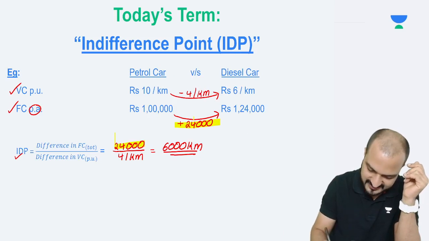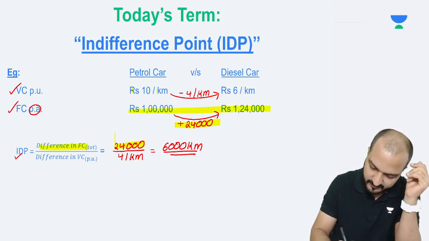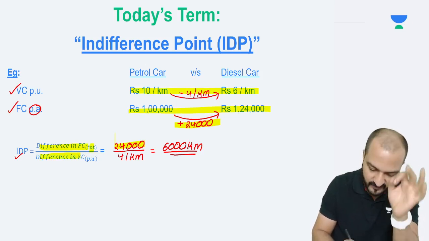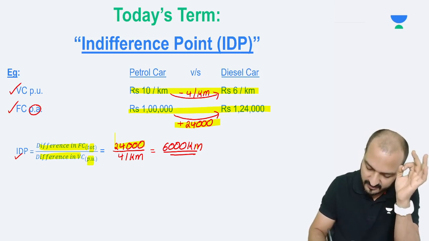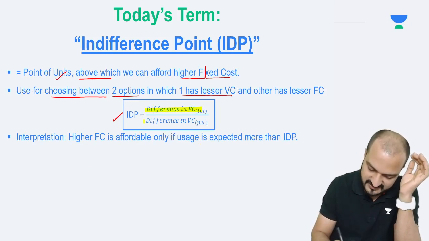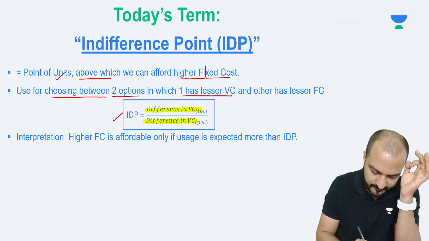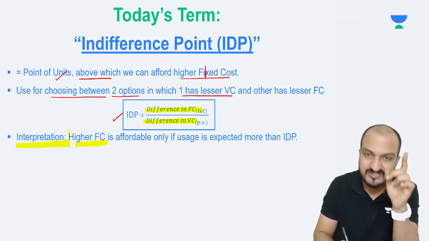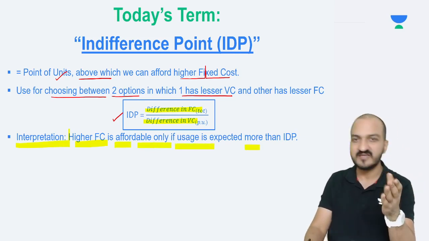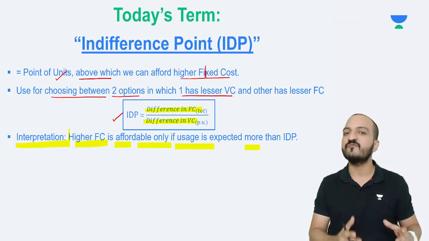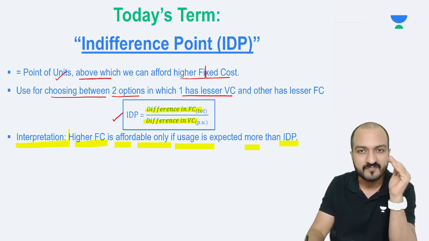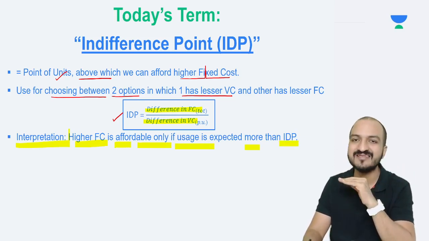Indifference point calculation is the difference in fixed cost divided by the difference in variable cost. Fixed cost difference you take total per annum, and variable cost difference you take per unit. So the answer that you get is in terms of units. My formula becomes difference in fixed cost divided by difference in variable cost per unit, and the interpretation goes like this: the higher fixed cost option is affordable only if your usage is expected to be more. The diesel car has more fixed cost. The diesel car is affordable only if your usage is more than the indifference point.